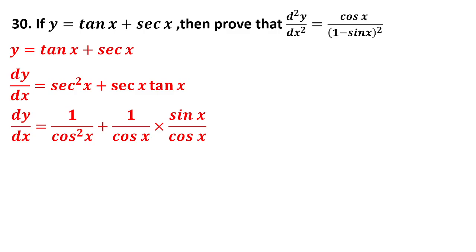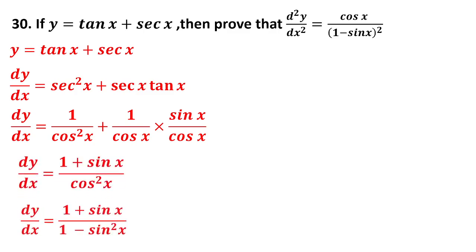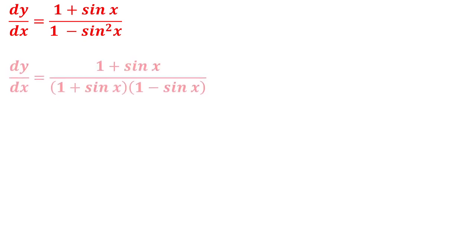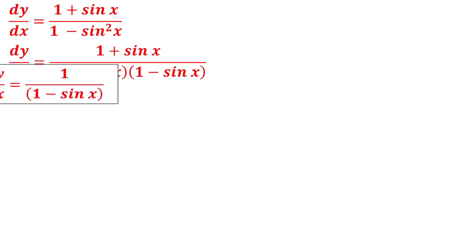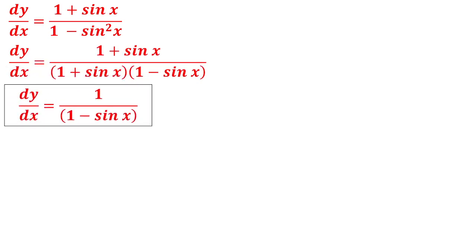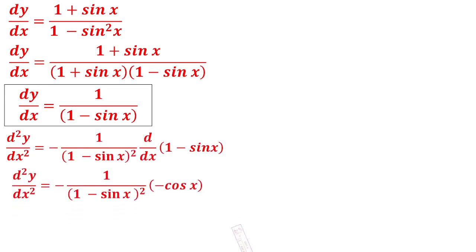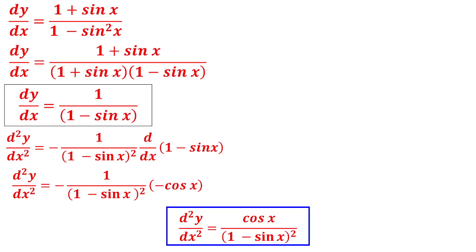Secant square is 1 by cos square. Secant is 1 by cos. Tan is sine by cos. I am taking LCM. I am getting 1 plus sin x by 1 minus sine square, because cos square is 1 minus sine square. Again I am simplifying. 1 minus sine square is 1 plus sine into 1 minus sine. Therefore, you are getting the simplified format of first derivative. That is 1 upon 1 minus sin x. Now differentiate it. You will get the answer now as cos x by 1 minus sin x the whole square.